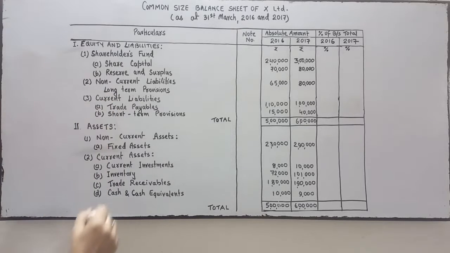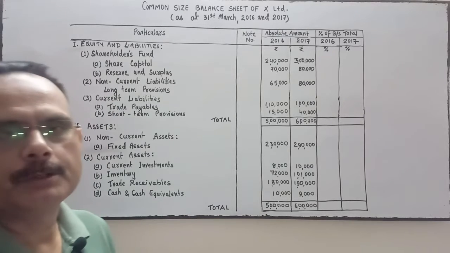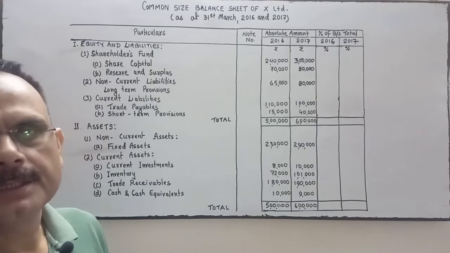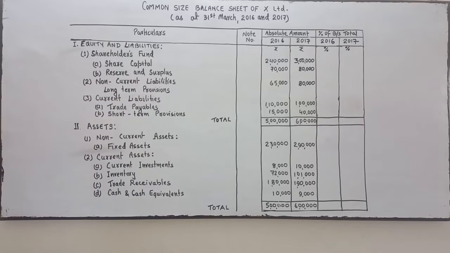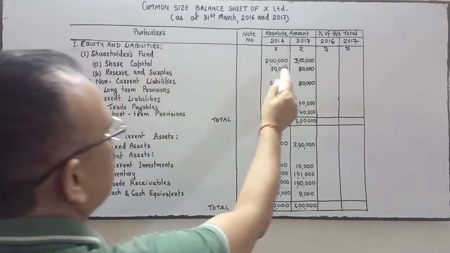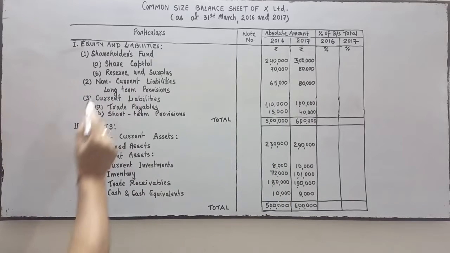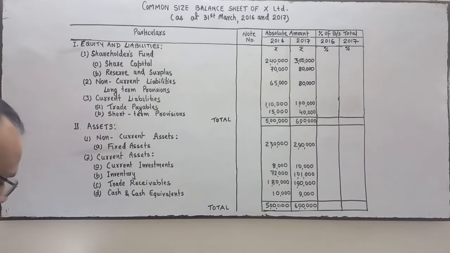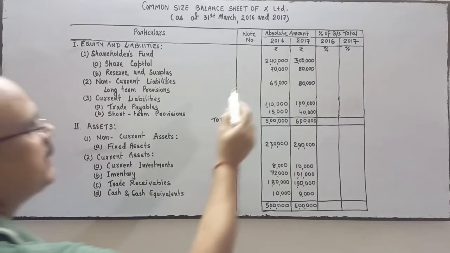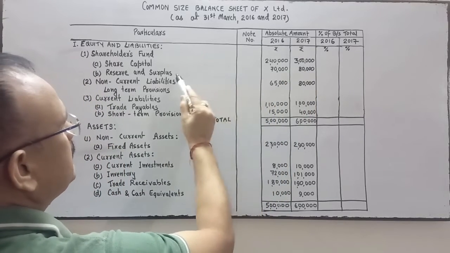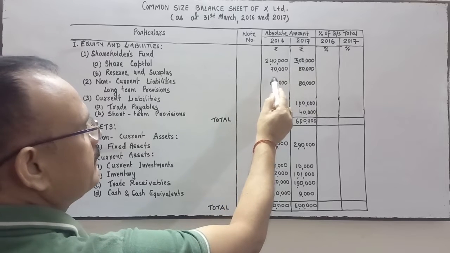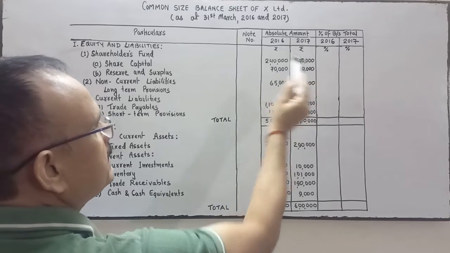So you draw this as per Schedule 3, Part 1 of the balance sheet. You draw the balance sheet accordingly as per the prescribed format, and relevant information you write over here. Okay, so share capital is 2,40,000 in 2016 and in 2017 it is 3 lakh. Reserve and surplus in 2016 it is 70, in 2017 it is 80.